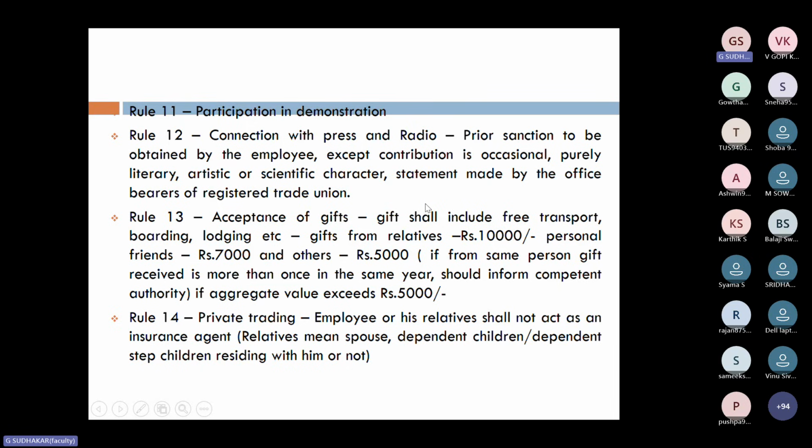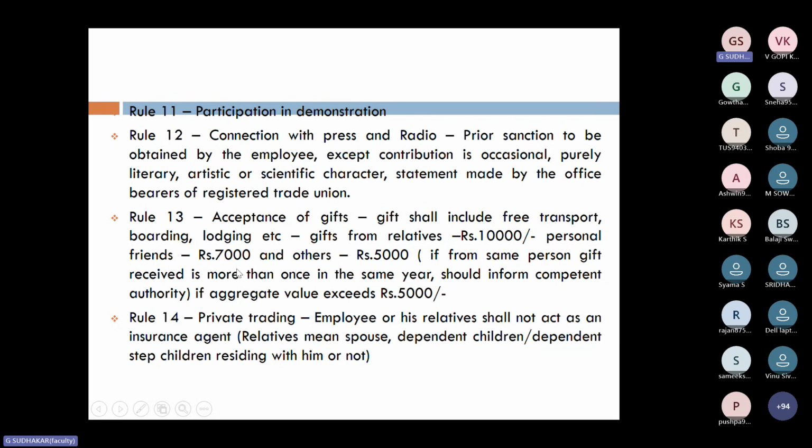Rule number 13, acceptance of gift. Gift shall include free transport, boarding, lodging. So free transport, boarding and lodging is also a gift. Gift from relatives, there is a limit, 10,000. Personal friends, there is a limit, 7,000. And others, there is a limit, 5,000.